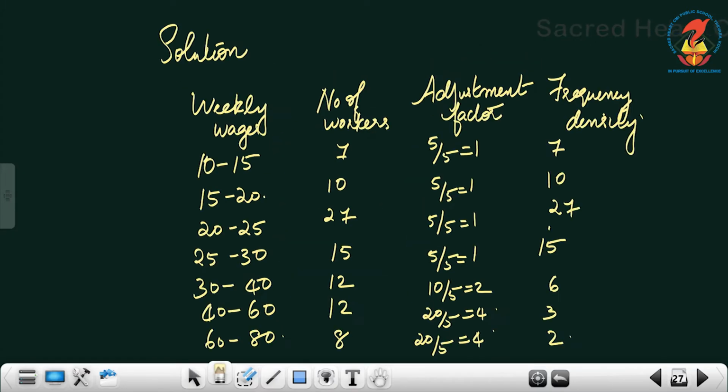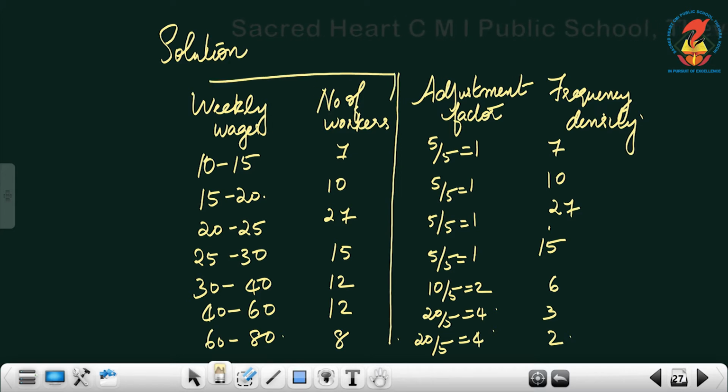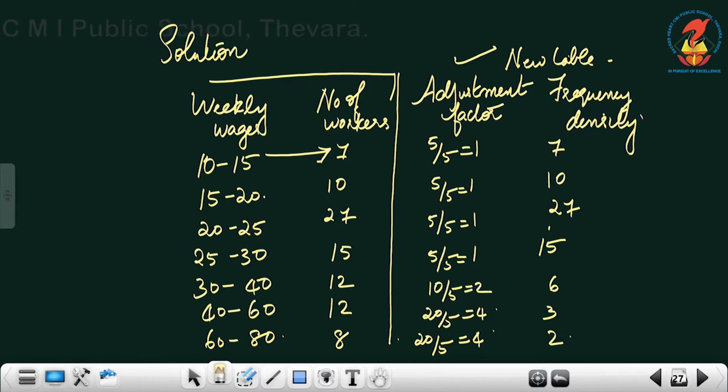Now we are going to move on to adjustment factor. I have framed the table in such a way that this is the initial table and this is the new table with adjustment factor. Okay. Now 10 to 15, it is 7. 15 to 20, the frequency is 10. 20 to 25, the frequency is 27. 25 to 30, the frequency is 15. Now 30 to 40, it is 12. Again 40 to 60, the frequency is 12. 60 to 80, the frequency is 8.